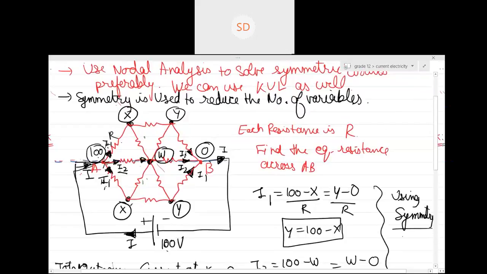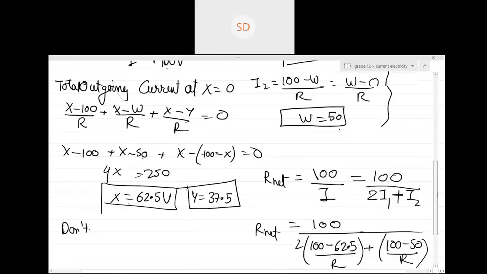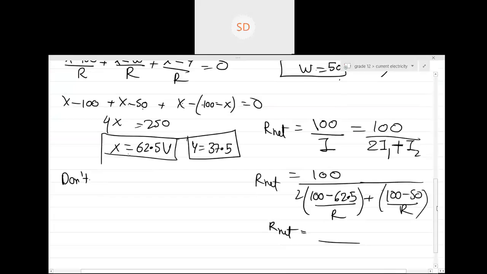Can you see over here? In spite of writing I1 as 100 minus x, you can write it as 37.5 minus 0, 50 minus 0. So can you see a little bit lesser calculations involved when you include this 0? Although this and this have the same meaning, use this to have a lesser calculation. You can do it if you want, but it's not necessary. It's up to you. It's your preference.